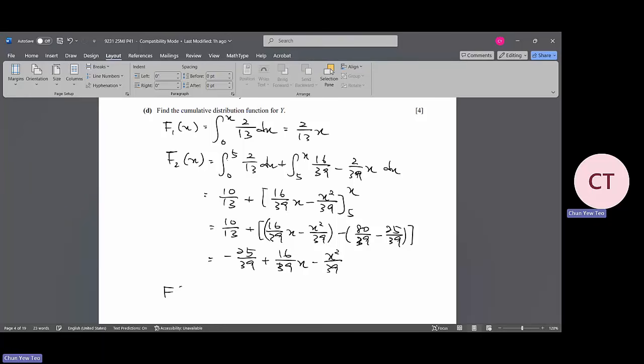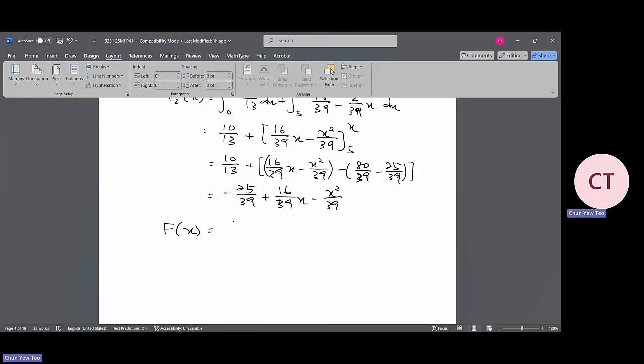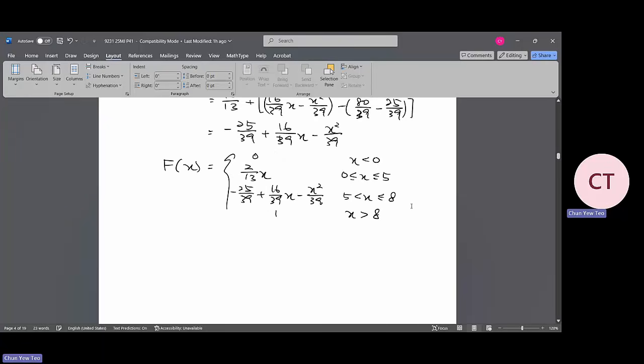That means your CDF for the x is given as 0, then 2 over 13x, then negative 25 over 39 plus 16 over 39x minus the x squared over 39. This one is for x less than 0. This one is for x between 0 to 5 inclusive. This one is for x greater than 5 and less than or equal to 8. This one is for x greater than 8. This is the CDF for x.